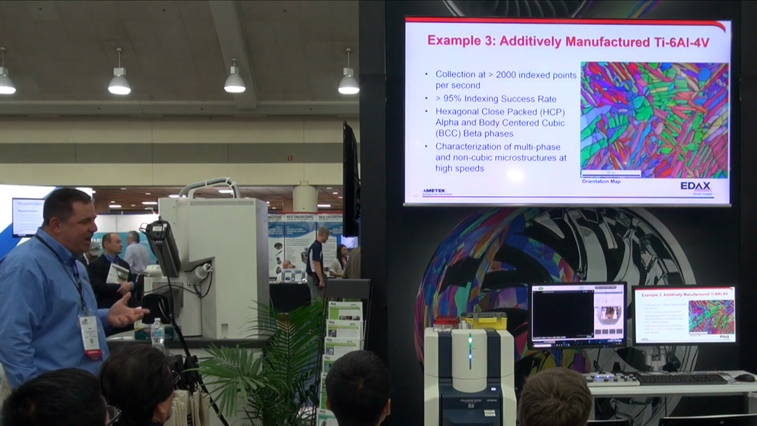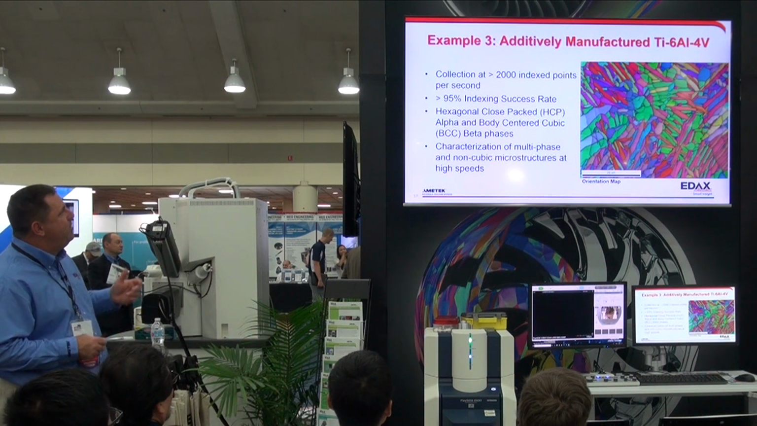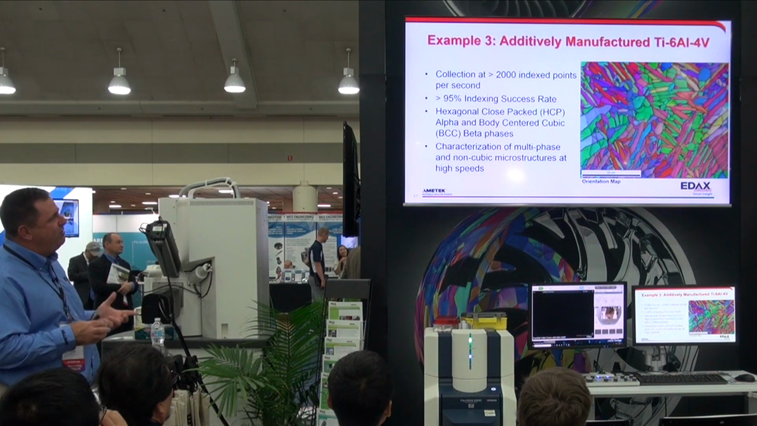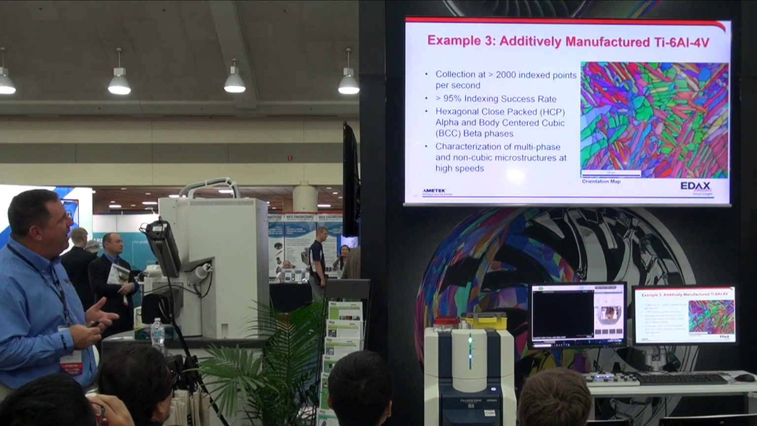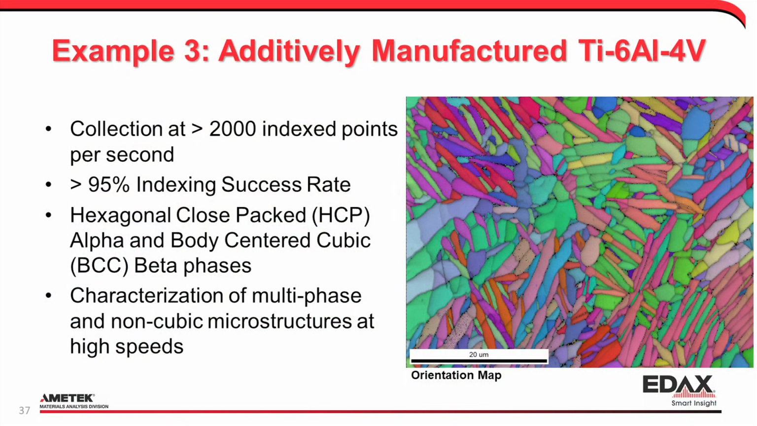This is just an example now pushing the camera a little bit harder. This is an additively manufactured titanium 6-4 alloy where the collection is not 3,000, it's about 2,000. The success rate's a little bit less, 95%. That's just due to some points generally at grain boundaries, but we're differentiating 2 phases as well, a hexagonal phase and a body-centered cubic phase, so there's a little more calculations involved in that. So we still get high-speed characterization of multi-phase and non-cubic structures.